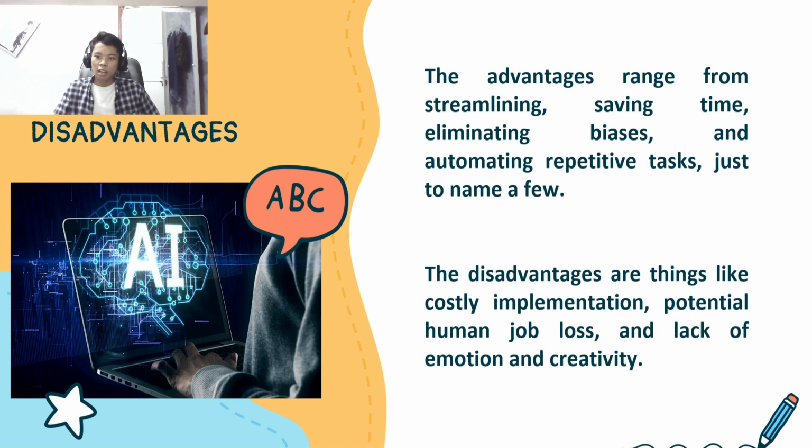So there is potential human job loss, namely for example, graphic designers. Graphic designers will be replaced by AI. In Adobe Photoshop, you can use AI now to correct the photo that you are going to erase or edit. Yeah, that is potential human job loss.